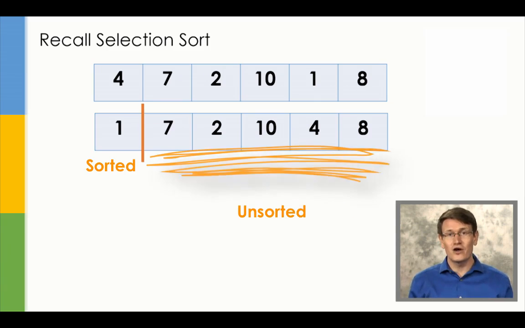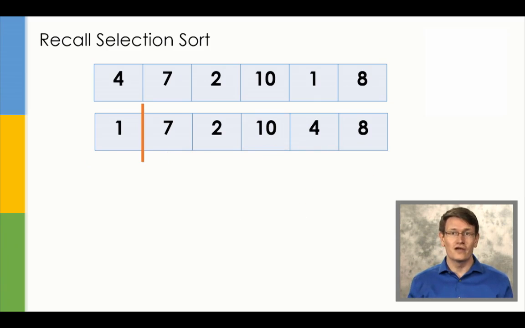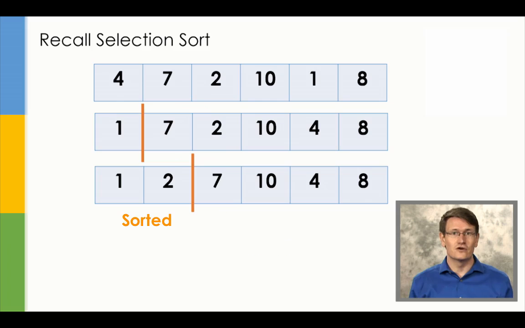You're going to do the same process again now for the unsorted array on the right. You're going to try to find the smallest value. You're going to look through all the elements, 7, 2, 10, 4, and 8, and find that 2 is the smallest, and swap that with 7 to put that at the start.